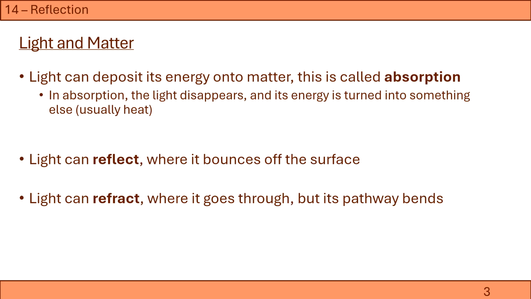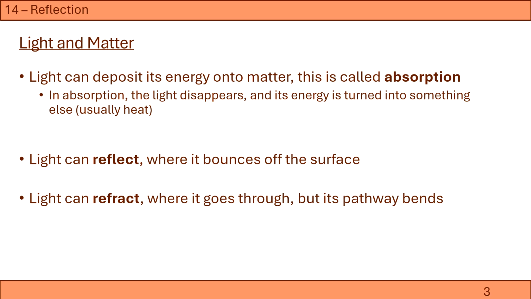So light, which we've talked about as being a wave of the electromagnetic field, can interact with matter in a few different ways. Whenever light hits something, three things really can happen: absorption, reflection, and refraction. Absorption, probably the most complicated, is where light hits matter and deposits its energy. The light no longer exists once it hits the matter, and that energy that was in the light now becomes something else since energy is conserved.